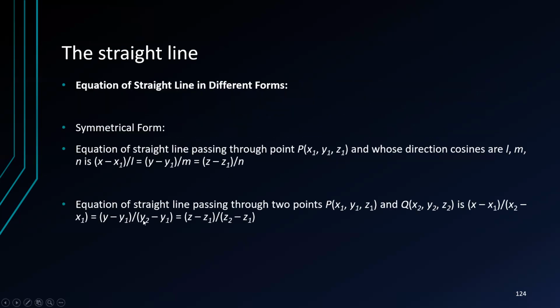Equation of a straight line in different forms, symmetrical form. The equation of a straight line passing through point P (x1, y1, z1) whose direction cosines are l, m, n is (x minus x1) over l is equal to (y minus y1) over m is equal to (z minus z1) over n. The equation of a straight line passing through points P (x1, y1, z1) and Q (x2, y2, z2) is (x minus x1) over (x2 minus x1) is equal to (y minus y1) over (y2 minus y1) is equal to (z minus z1) over (z2 minus z1).